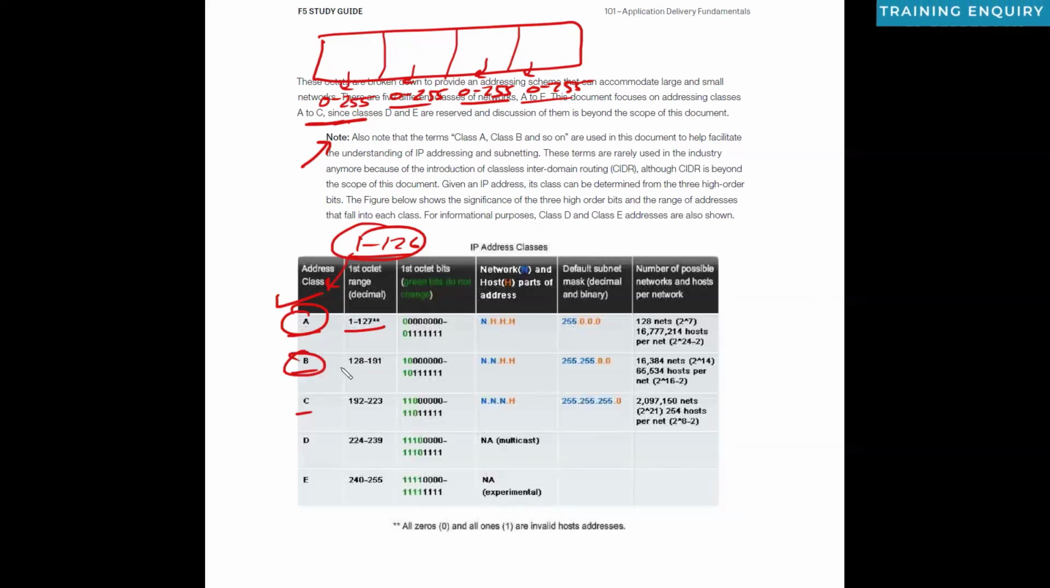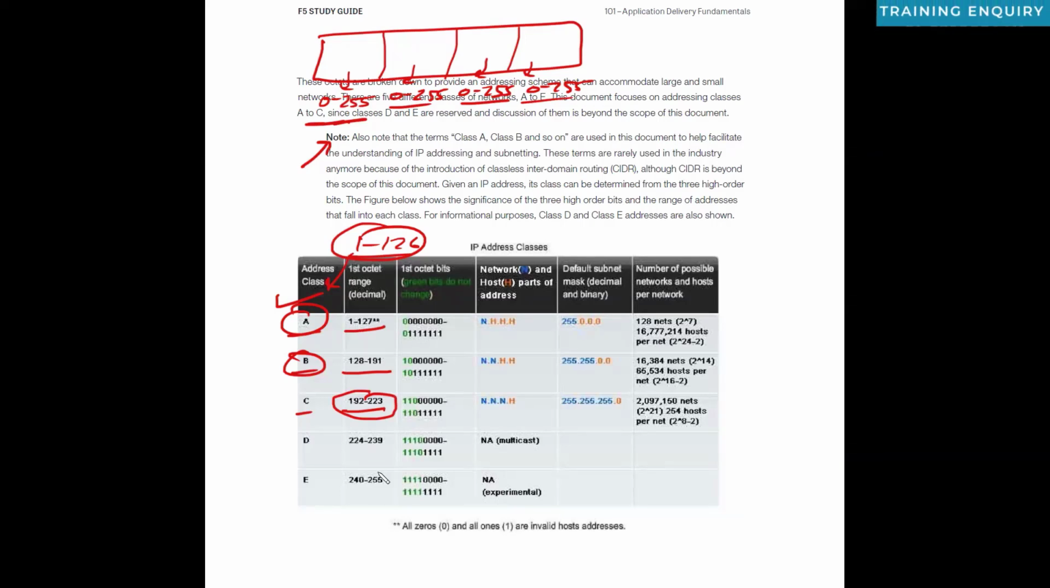The class B IP address is when the value of the first octet falls between 128 to 191. If the value of the first octet falls in the range of 192 to 223, you will call it a class C IP address. So that's how the classification of IPs has been made, right? There are predefined ranges. Just look at the first octet value, and then you can easily tell whether it belongs to class A, B, or C.